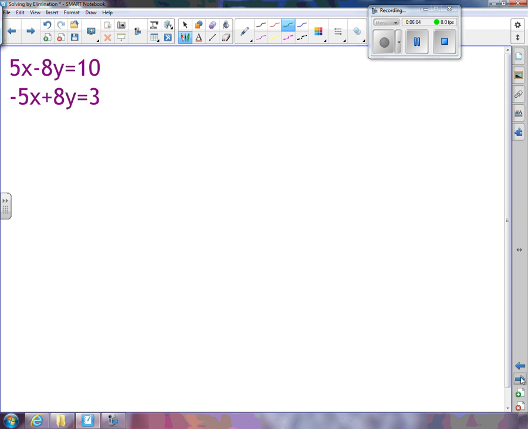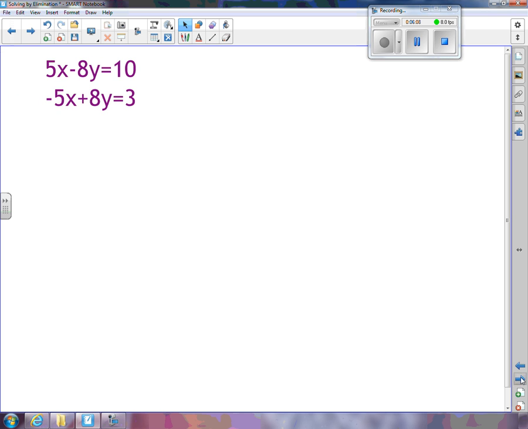Now let's look at this example. The first thing you should always ask yourself is, if I add these equations together, will something cancel? And here, yes, something will cancel if you add these equations together, so you do not need to do step 1. So let's just add these two equations together.